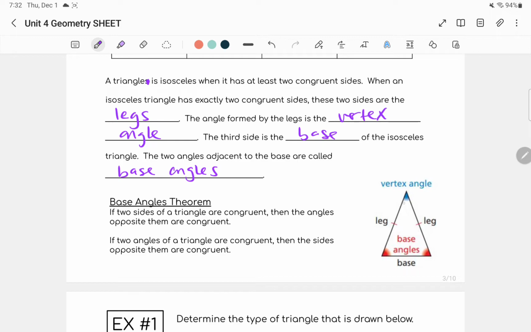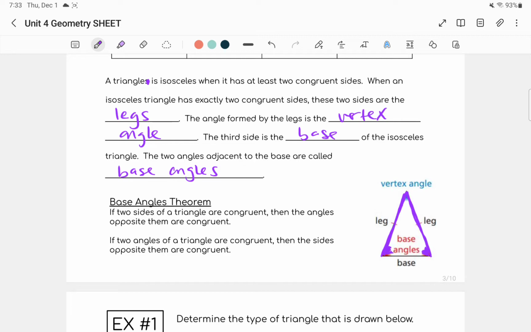So the legs are these two sides that are congruent to each other, right? And the angles down here are also congruent to each other, right? So the legs are congruent, and the base angles are congruent. And that's all the base angles theorem is really saying.